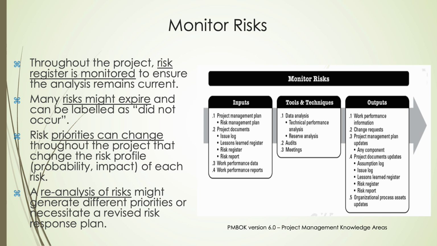As the project evolves, some risks may expire or be downgraded, while new risks may emerge, requiring reanalysis, updated probability and impact assessments, and revised response plans to maintain alignment with project objectives. This process utilizes key tools like data analysis, audits, and meetings to evaluate risk exposure and response efficacy. Outputs such as work performance information, change requests, and updates to the risk register, lessons learned, and other project documents ensure that the project remains adaptive and resilient. By consistently monitoring risks, project managers can dynamically manage uncertainty, protect value, and make informed decisions that keep the project on track despite changing conditions.